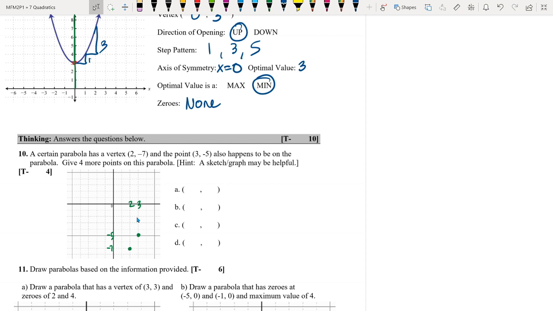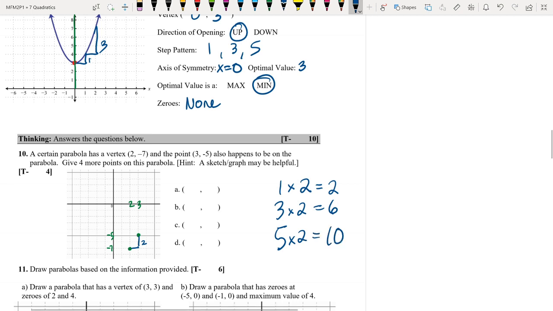So if this point (2, -7) is my vertex, then I can see the step pattern that I'm working with right away, because this went up by 2. And so if the basic step pattern is 1, 3, 5, but instead it went up by 2, that means I had to multiply 1 by 2. It means I have to also multiply 3 by 2 and get 6, 5 by 2 and get 10. And this is my step pattern that I'm going to work with here.